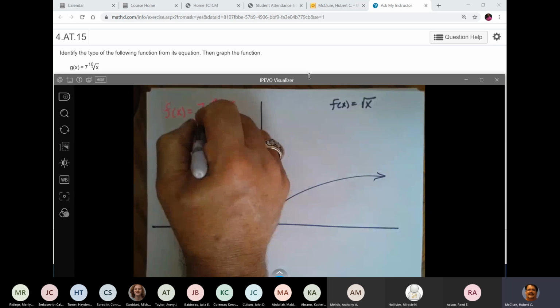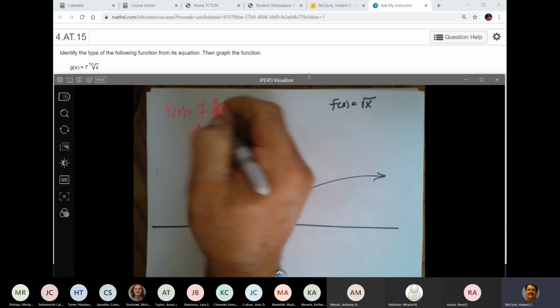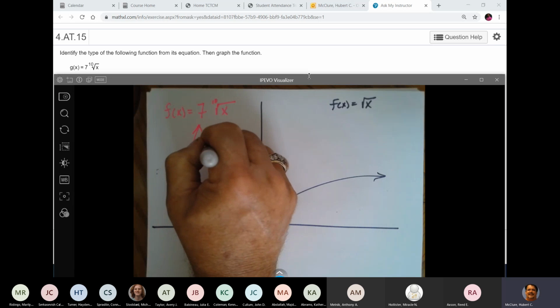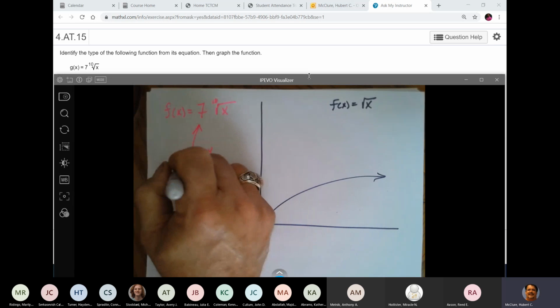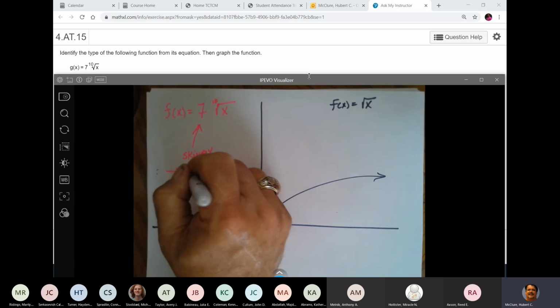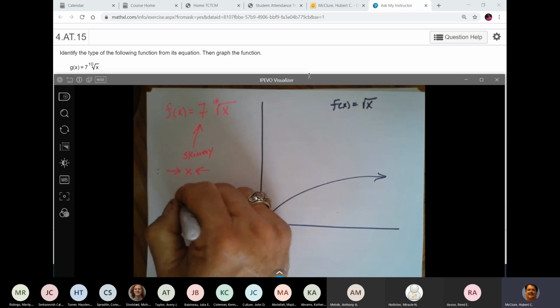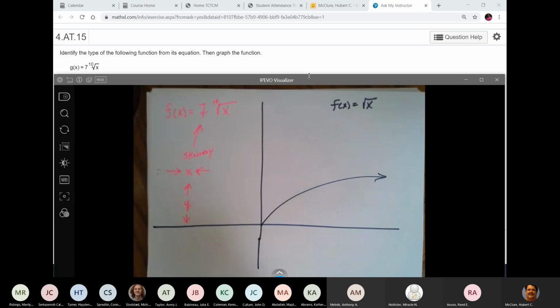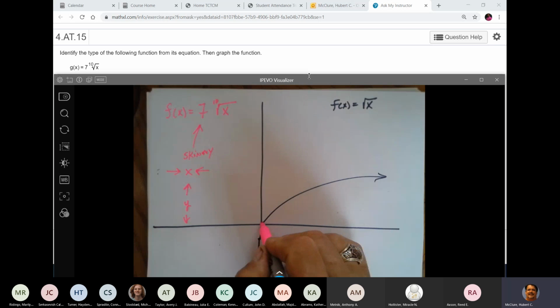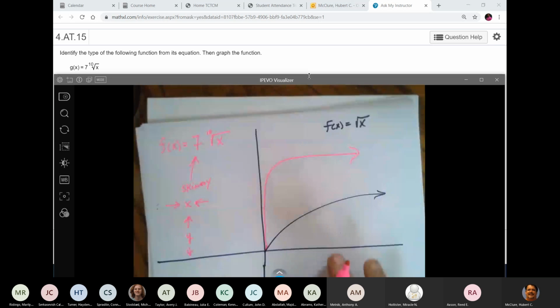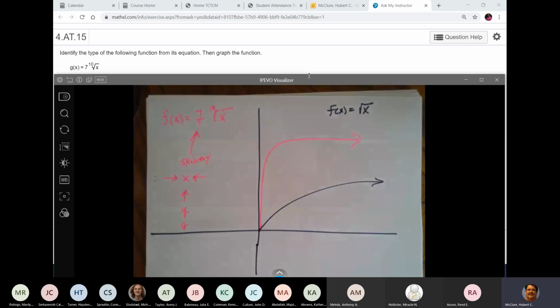The 7 says what? The 7 says it's going to be skinny. Now, how do you get skinny? Well, you compress along the x-axis, and you stretch along the what? Y-axis. So I would say it's going to look something like maybe this. Of course, I may be wrong, but that's why you have the graphing calculator.